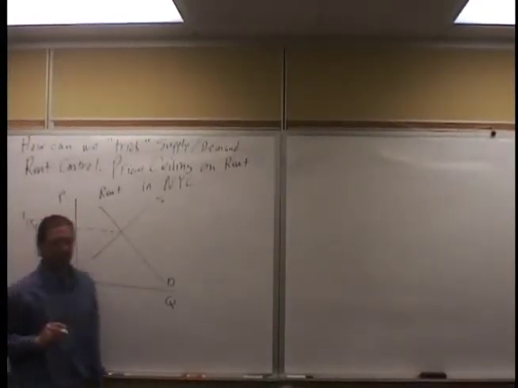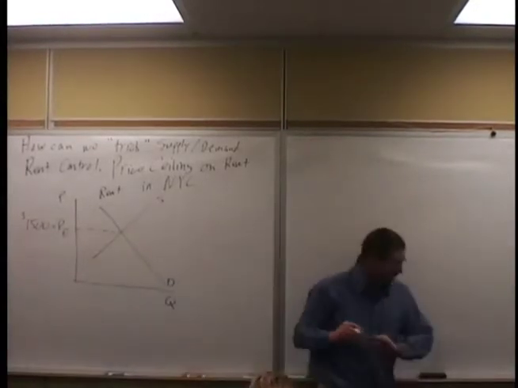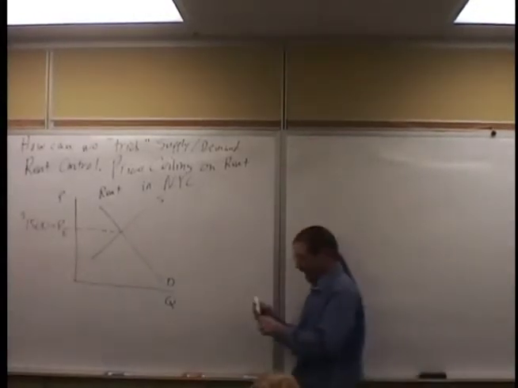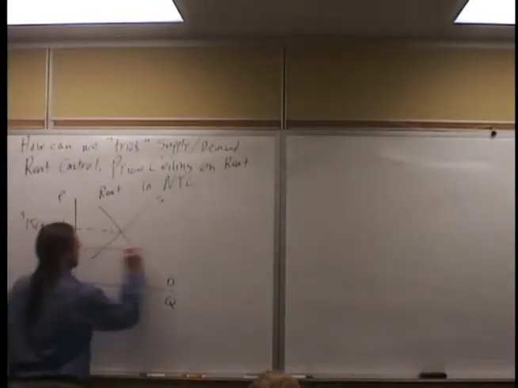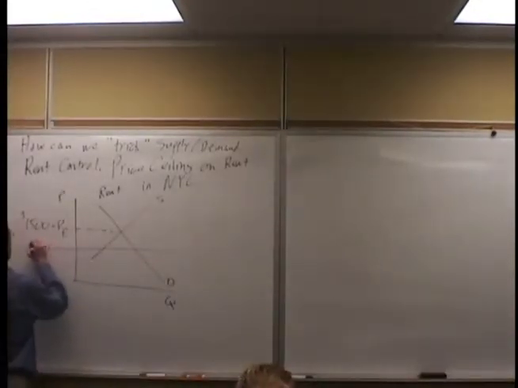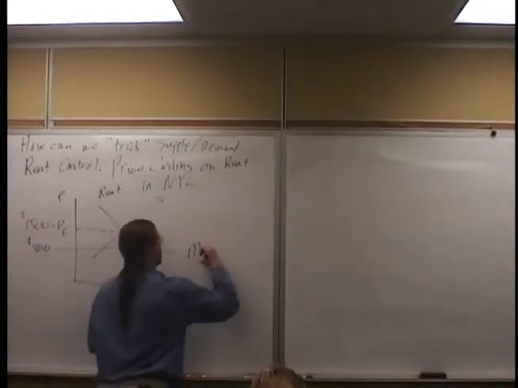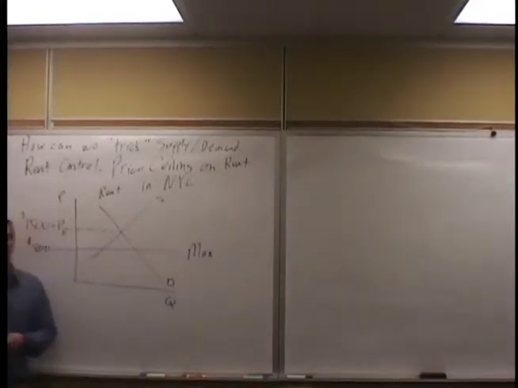was $1,500 a month. Mayor of New York City said, nope, we're not going to do it. We're going to put a price ceiling, and for simplicity, let's just say it was $800. That became the maximum price.